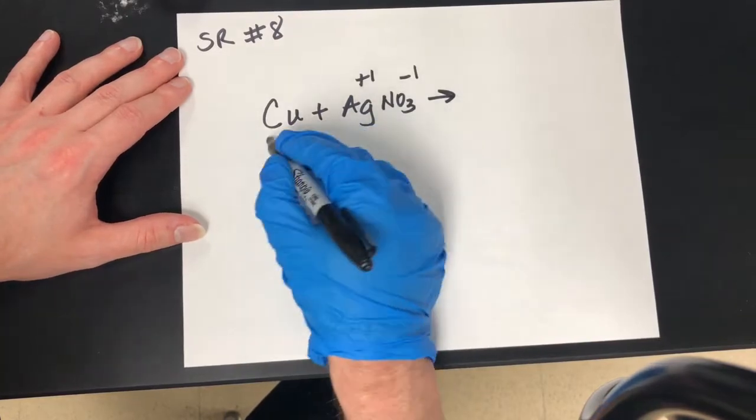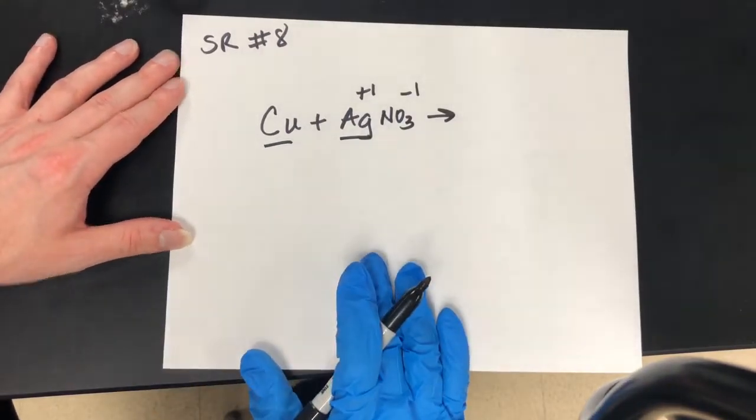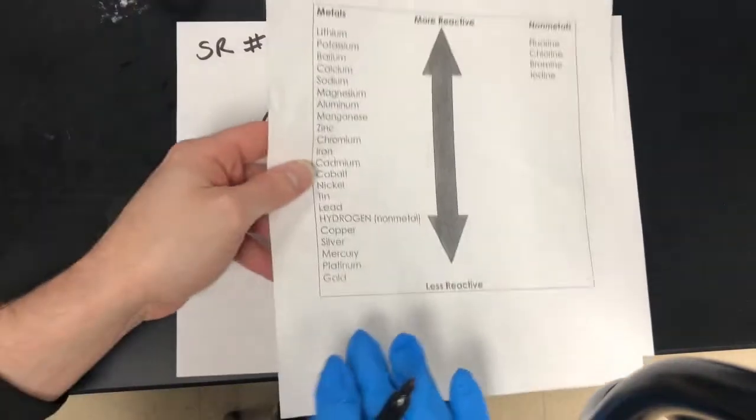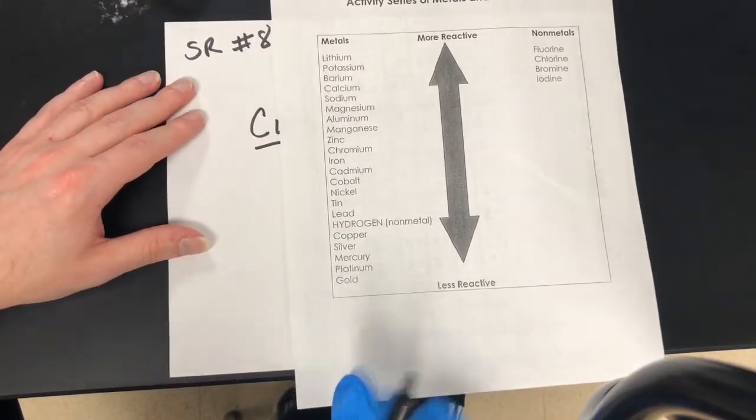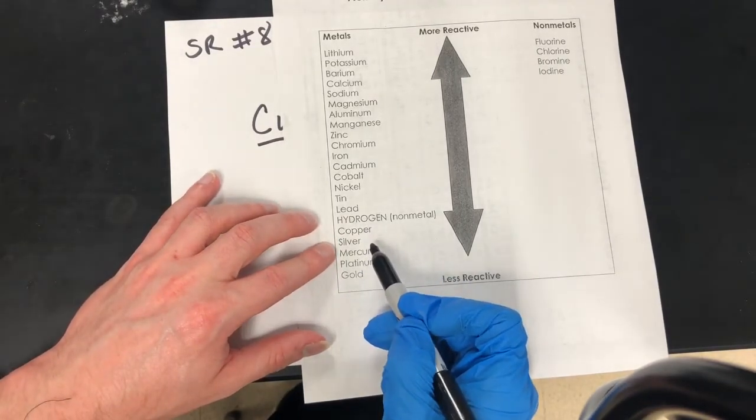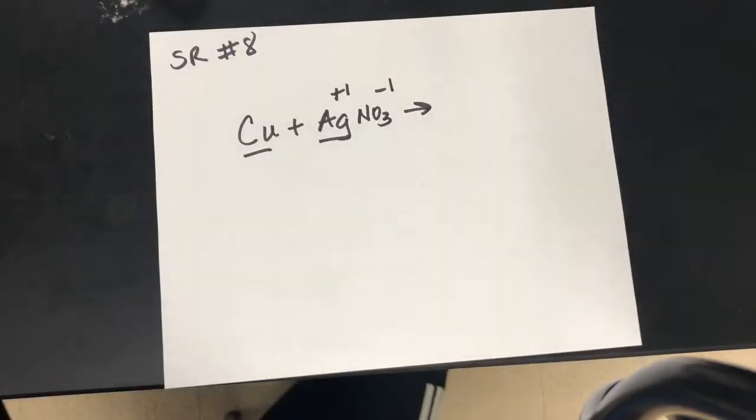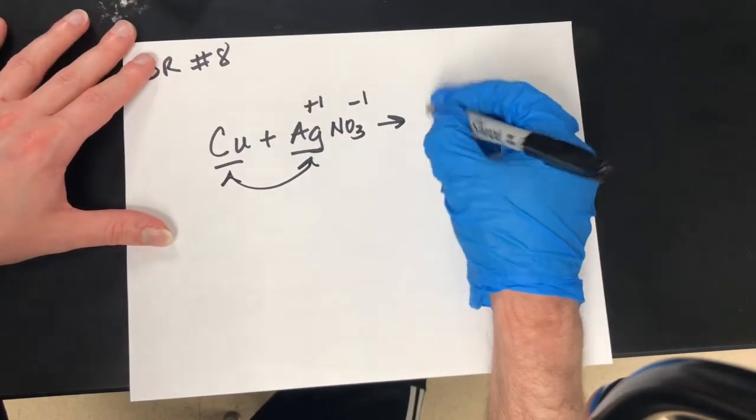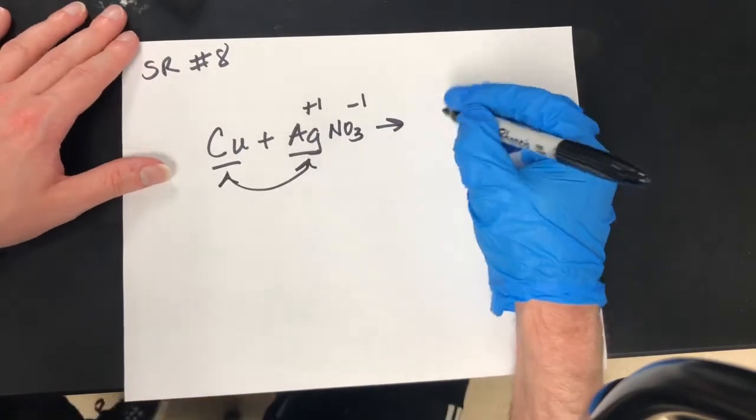Okay, so we're going to have to use our activity series to determine if copper is more active than silver. So we look at our activity series. Copper is down here and silver is below it. So it will kick it out. So they'll switch spots, and we're going to be using copper too.